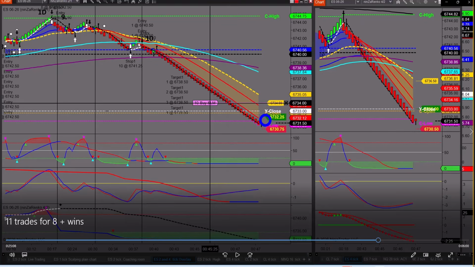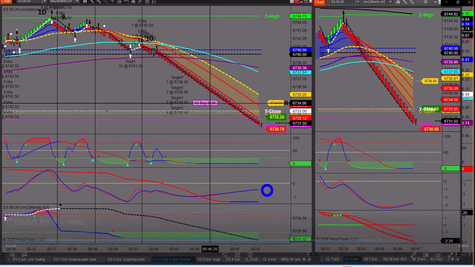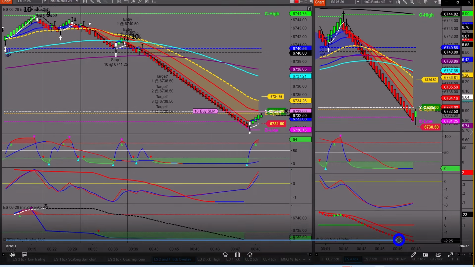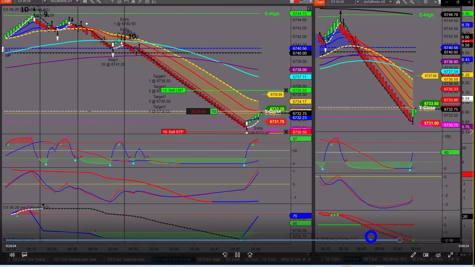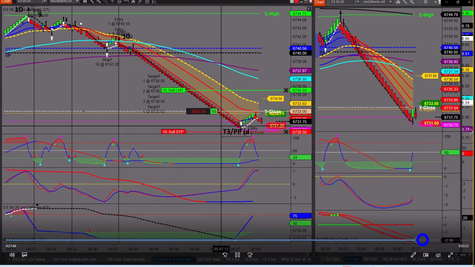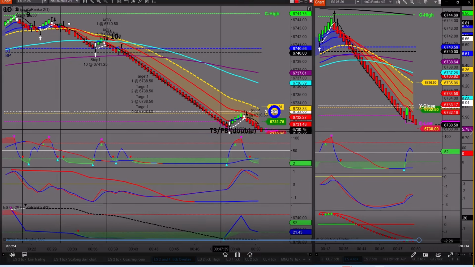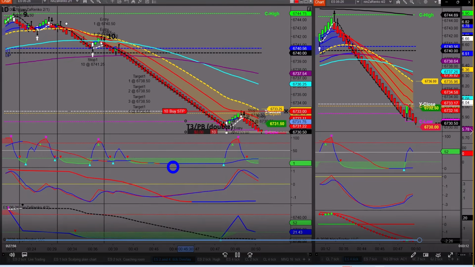Okay, so just here I can already tell you this is what I call a T3 reversal. So a T3, I've got a double T3. Members watching this, it's a double T3, very high probability trade. We've now gone long here. Just excuse the lag in the video. Here we are. It's also a pivot bounce. When you bounce off pivots, and I just got stopped on that trade. So that was a stop out.